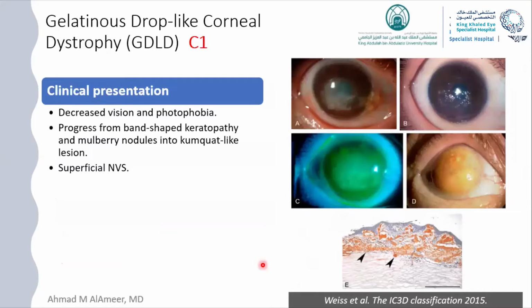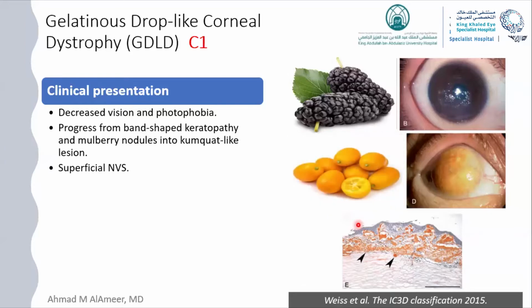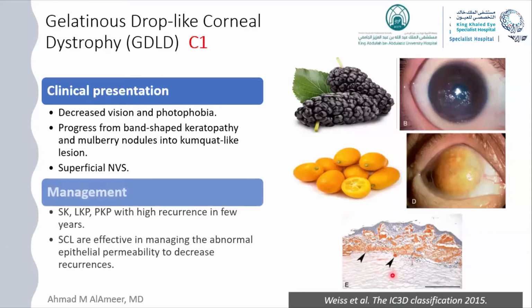Patients will present with decreased vision and photophobia. It progresses from band-shaped keratopathy into mulberry nodules. Some patients might have a hyperpermeable corneal epithelium without superficial punctate keratopathy. You can see diffuse fluorescein staining without an epithelial defect. Later on, it develops into kumquat-like lesions. In light microscopy, you can see massive amyloid deposition in the subepithelial lesion.